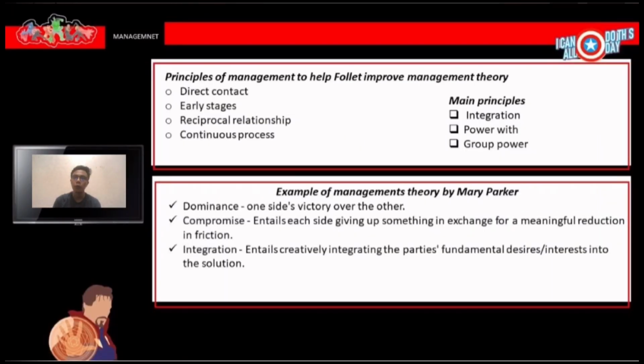There are principles of management that help follow improved management theory: the direct contact, early stage, reciprocal relationship, and continuous process. The main principle is integration, power with group power. The examples of management theory by Mary Parker are dominance, one side's victory over the other; compromise, which entails each side giving up something in exchange for a meaningful reduction in friction; and integration, which entails integrating the parties' fundamental desire or interest into the solution.